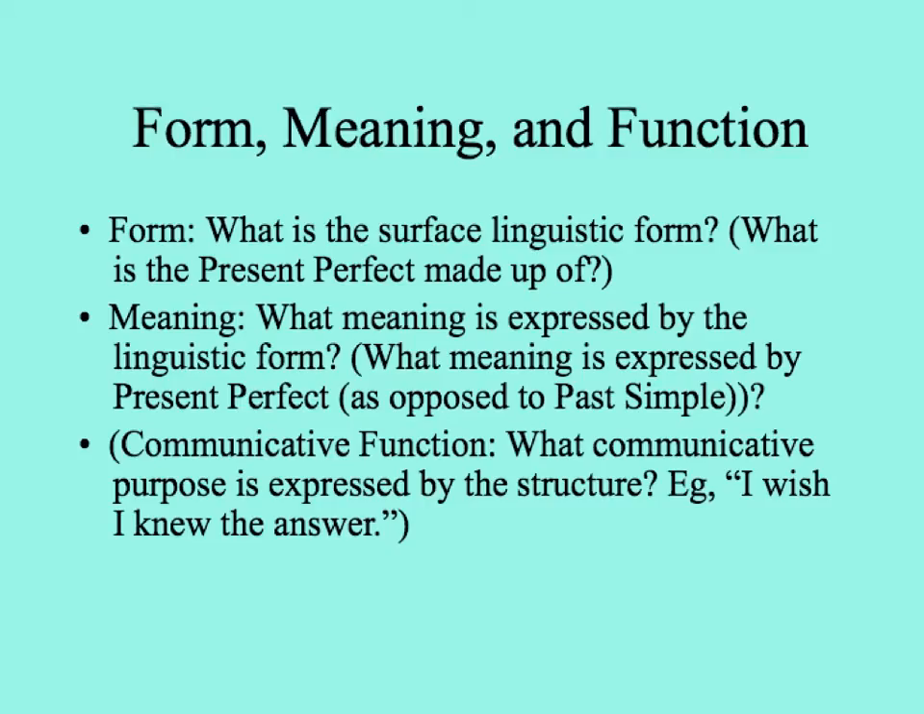So what is meant by form? Form is the surface linguistic form of a language item. So for example, how do we recognize a verb phrase as present perfect tense? Well, because it has the form has or have, followed by a past participle. So that is the form of the present perfect tense. Past continuous tense, so the form is was or were, followed by an ing verb.